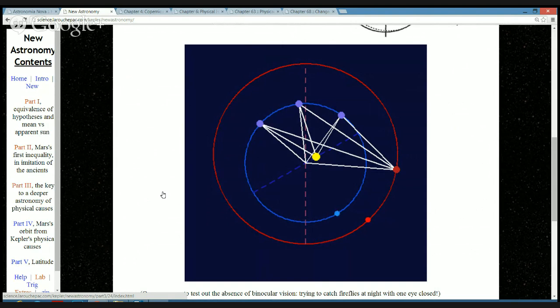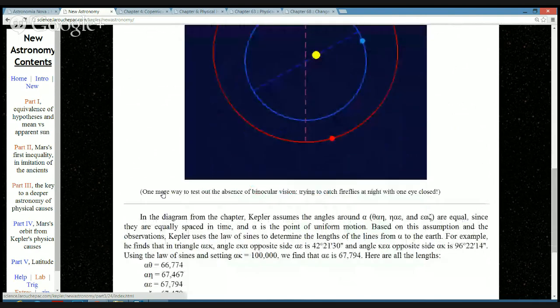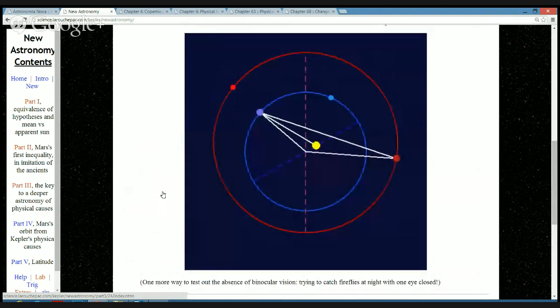And it's not the mean Sun. He finds out that what people thought was the mean Sun was actually the Earth's equant. What Copernicus would have called the mean Sun was actually the Earth's equant, not the Earth's center. So it's a very small difference.